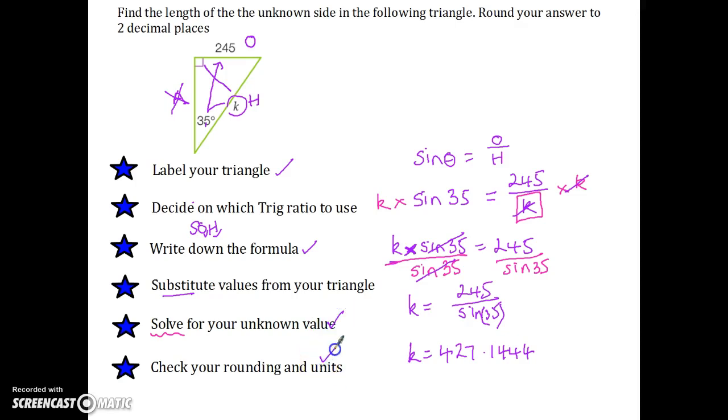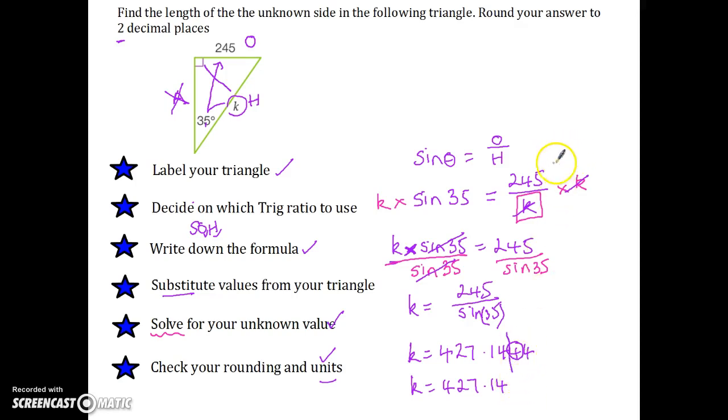So I've solved. Now I've just got to check my rounding. Once again, it's asking me for 2 decimal places. This number here is only a 4, so I'm not going to round up. I would leave it as 427.14. If there was units on my triangle, if this said centimetres or millimetres, I would add them here, but it doesn't, so we can leave it as is.